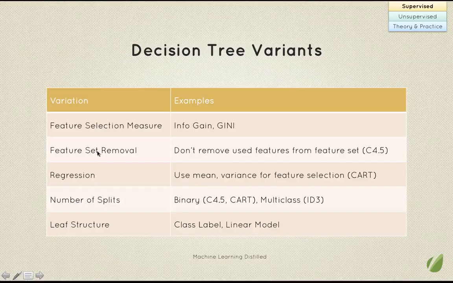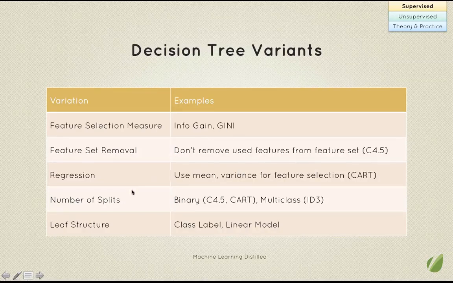Another option is the feature set removal. Some algorithms don't remove features when they're used from the set of features. ID3 did, C45 does not. Another variation is whether regression is possible. Some algorithms like CART allow for regression, and they use mean and variance in order to do feature selection instead of the information gain or Gini.